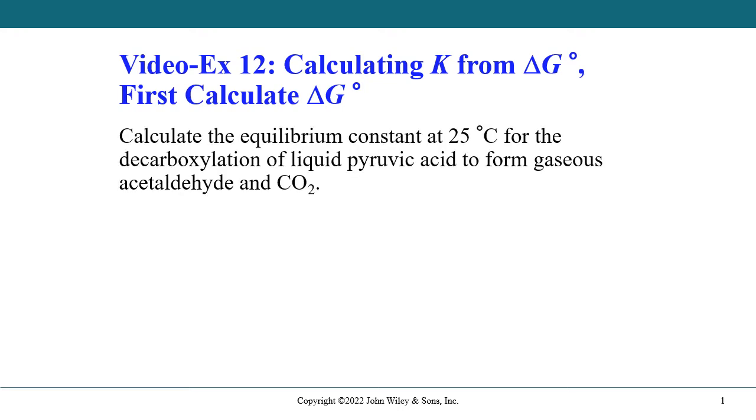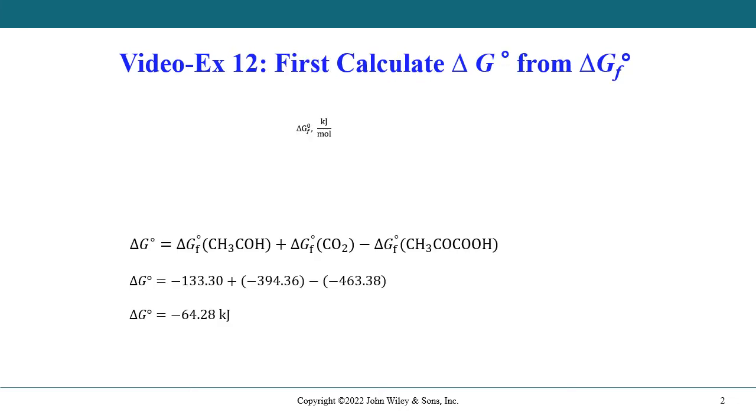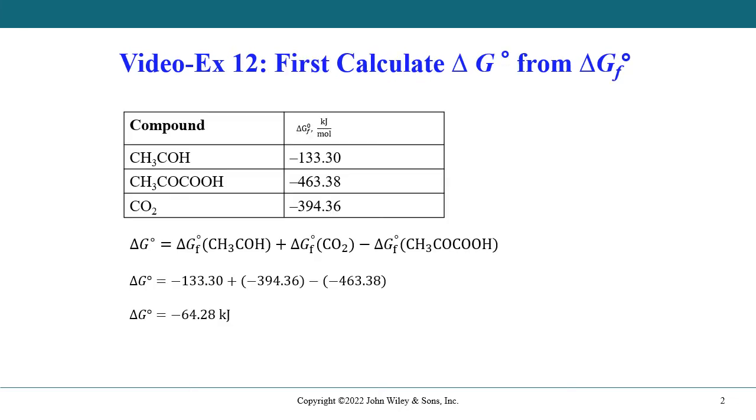Okay, so we're going to calculate an equilibrium constant for the following reaction. It's an organic reaction. You can see there are only organic compounds present. Okay, so we need some extra information in this regard. So here is the table of information and the calculation for delta G.